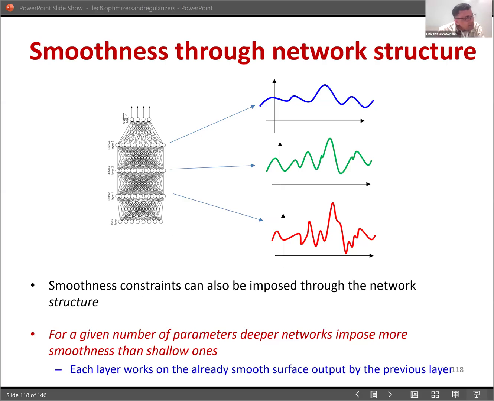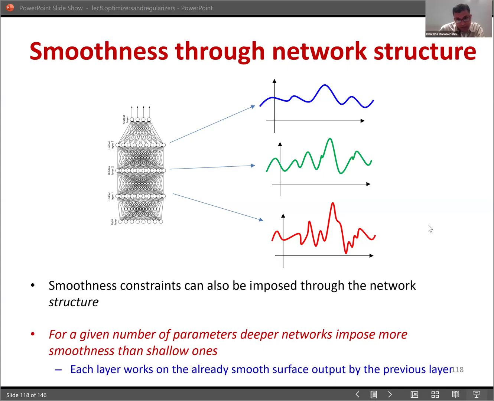Now, in a deep network, every layer operates on the output of the previous layer. So if the layers enhance the slope, then as you go through the network, the function is going to get steeper and steeper. On the other hand, if the layers are all regularized, every layer is going to operate on a function that's been smoothed by the previous layers. And so as you make the layers deeper, the function gets smoother and smoother and smoother.